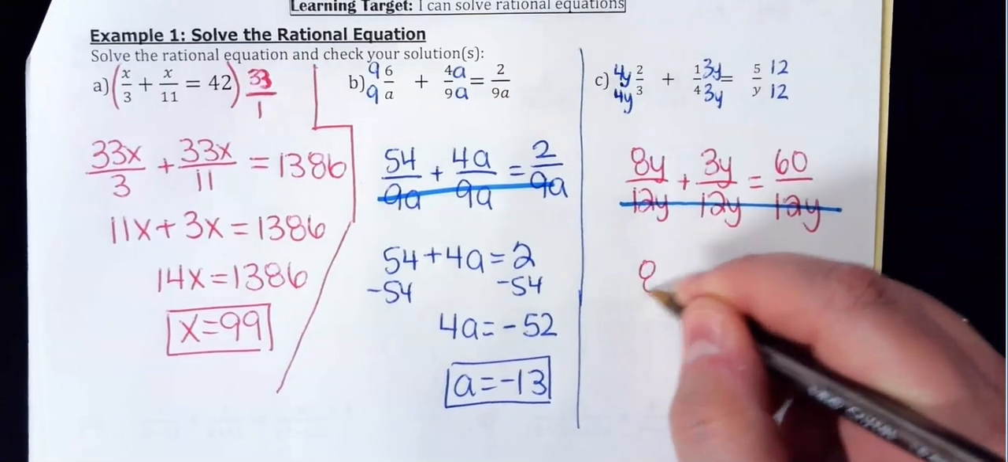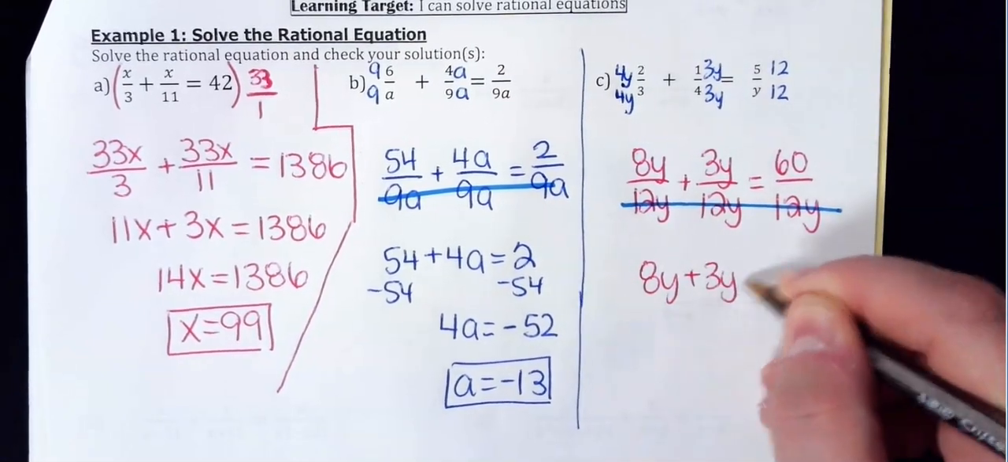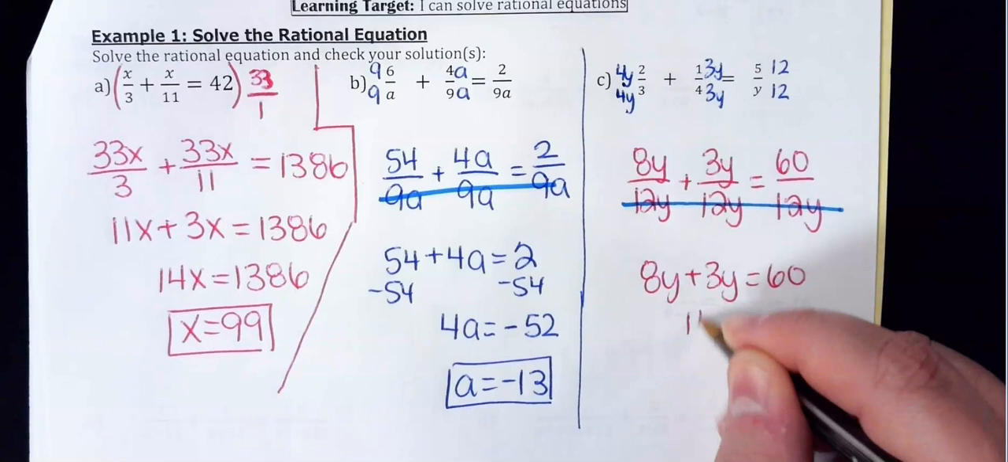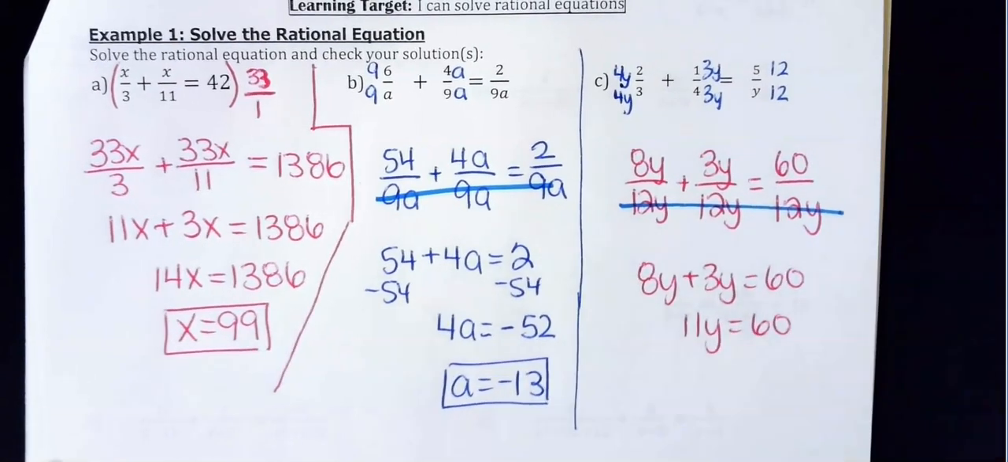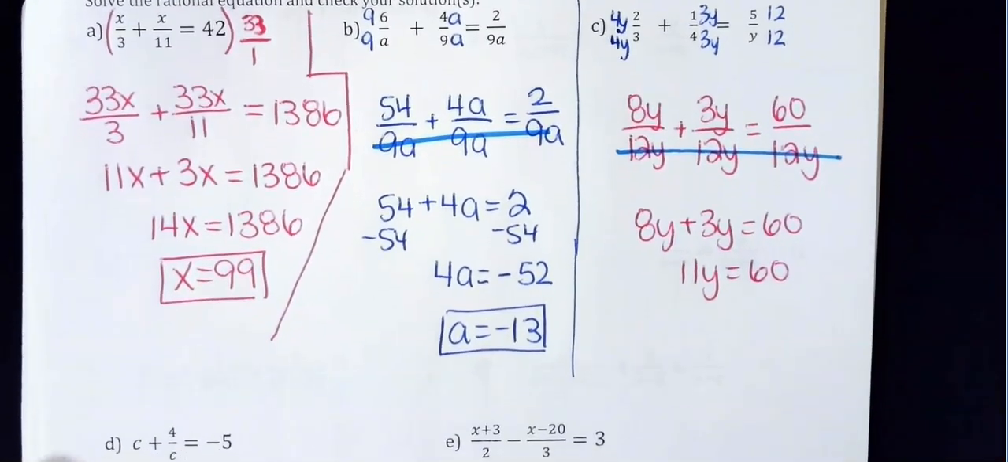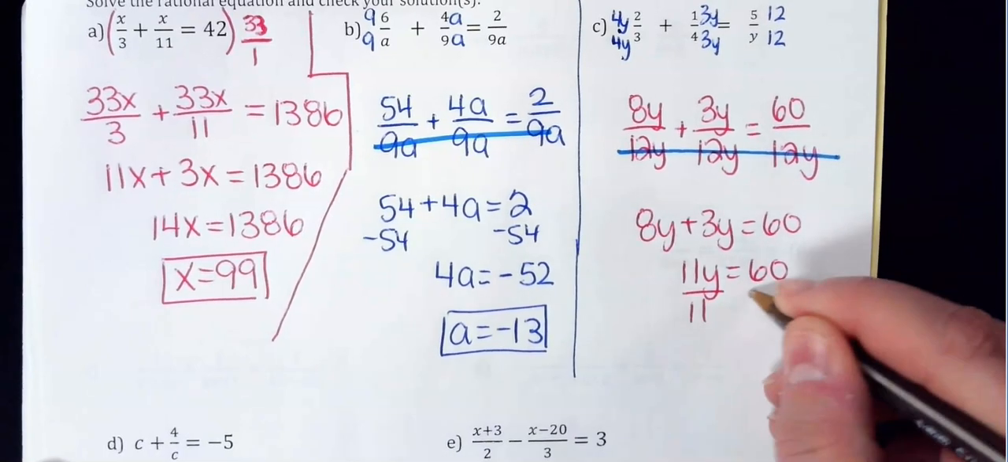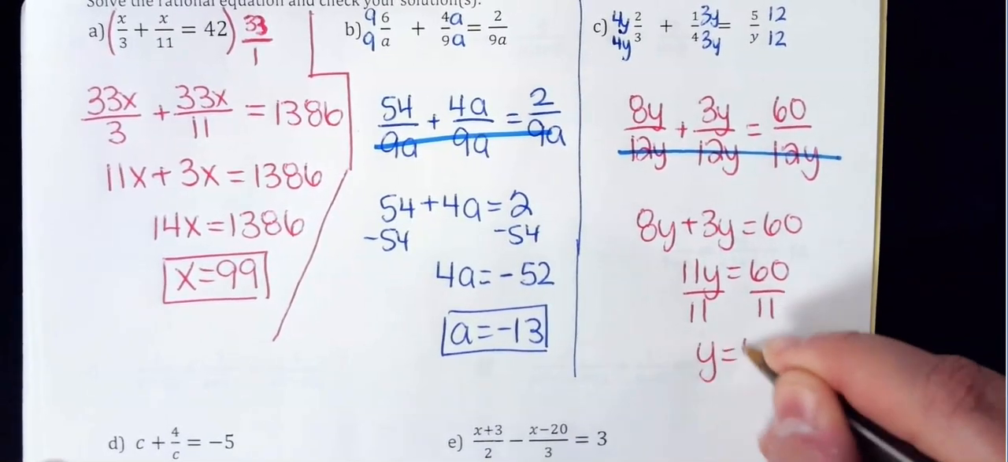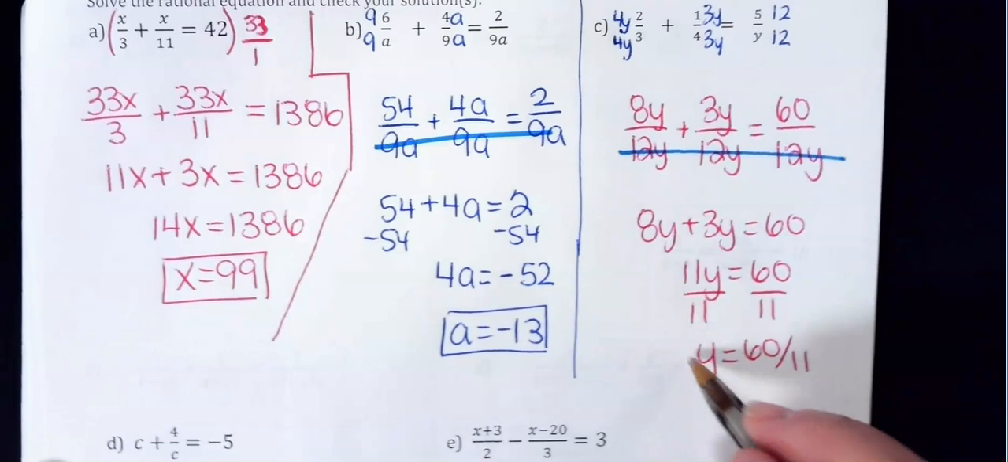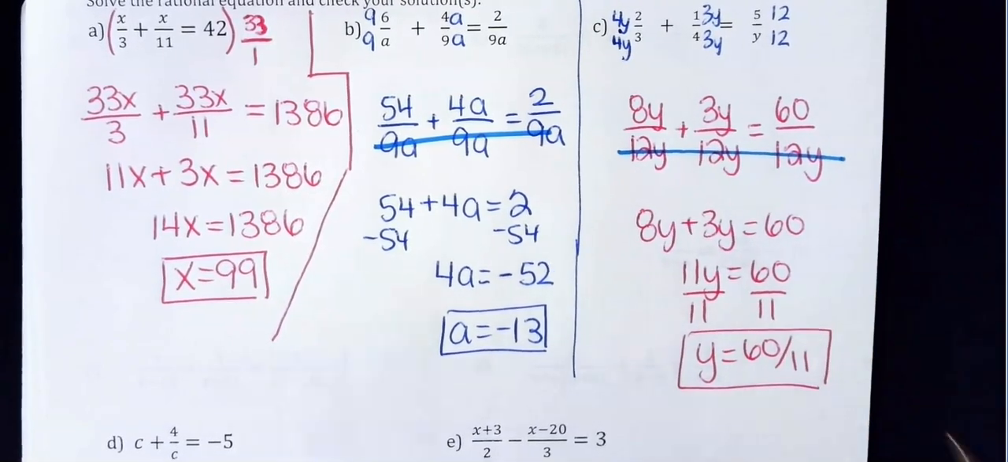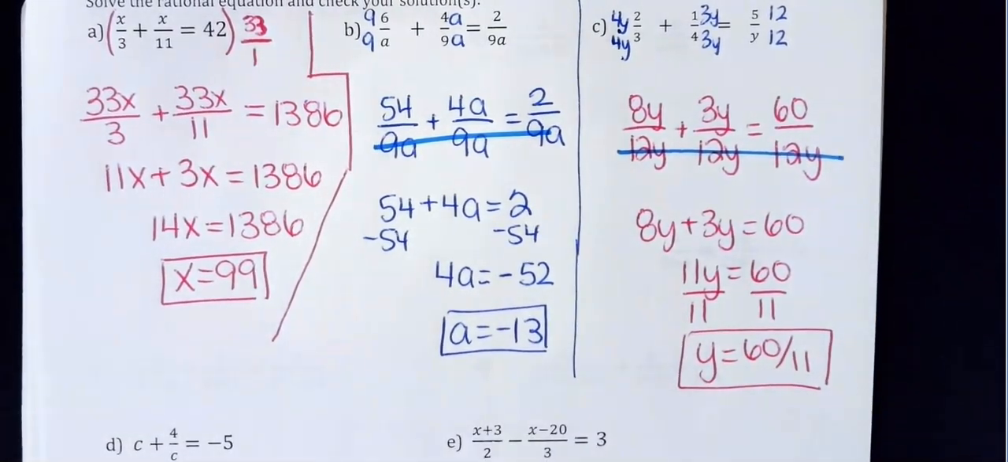So I'd have 8y plus 3y equals 60, which is just 11y equals 60. This one doesn't end up being a nice number, so it's kind of a nasty decimal. I would just go ahead and leave this as a fraction. It doesn't reduce, just 60 over 11. And as long as we didn't get 0 as our answer, we're good. Anybody have any questions?